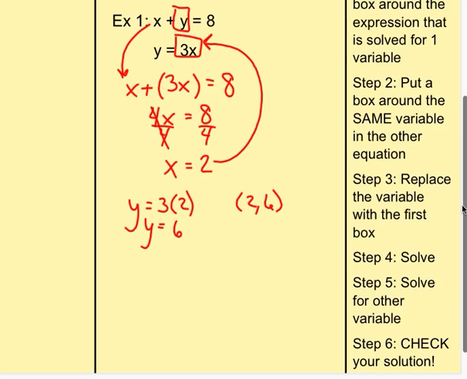Now we already checked our solution in this equation, because that's how we solved for y. So we already know that that equation is true, so we only have to check our solution in the first equation. I'm going to show my checking down here. We're substituting 2 for x, substituting 6 for y. Does that equal 8? Yes. 2 plus 6 equals 8. So it checks out, so our solution works in both equations.